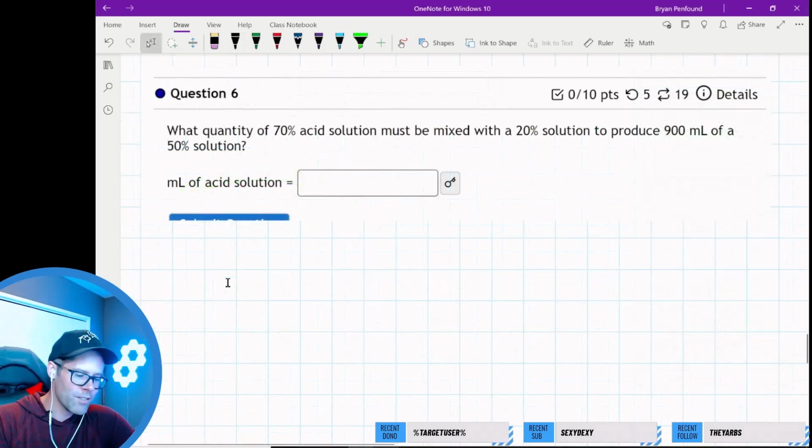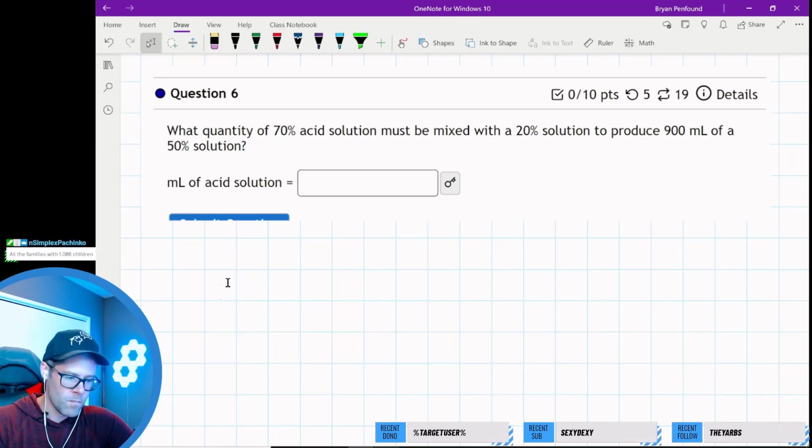What quantity of a 70% acid solution must be mixed with a 20% solution to produce 900 milliliters of a 50% solution? I don't even know what this is asking. Who knows chemistry? Who knows chemistry around here? Help. I need to phone a friend.